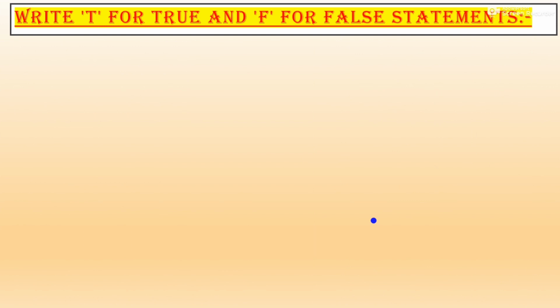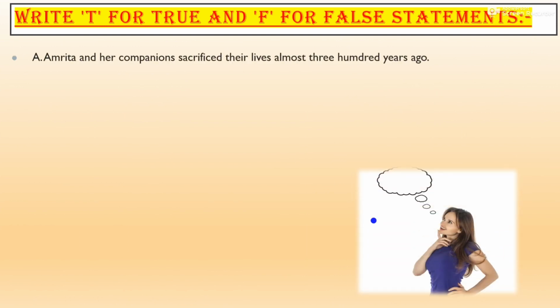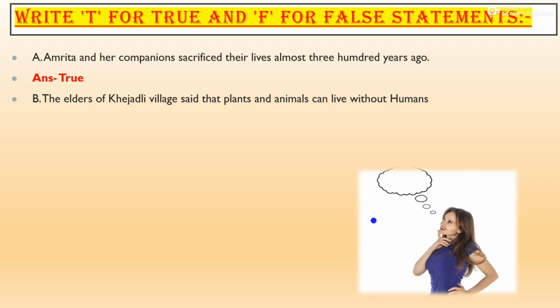Now write T for true and F for false statements. First statement is Amrita and her companions, that means friends, sacrificed their lives almost 300 years ago. It's true. The elders of Khejrali village said that plants and animals can live without humans. It will be also true. It is a print mistake, students. The elders of Khejrali village said that plants and animals can live without humans. This will be a true sentence.